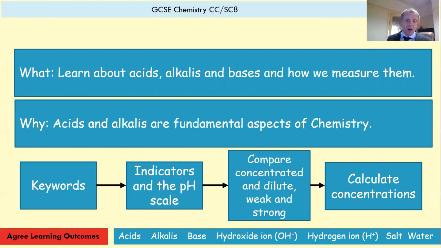So the lesson's going to be running in a simple format. We're going to go through a few keywords. We're going to look at some of the indicators you may have come across before, maybe a few you haven't, and the pH scale and how that relates to the amount of ions that are dissolved into a solution. And then we're going to compare concentrated and dilute and weak and strong. Whilst initially those might sound like they're the same, in science they actually have separate meanings, and we're going to cover that during this lesson.